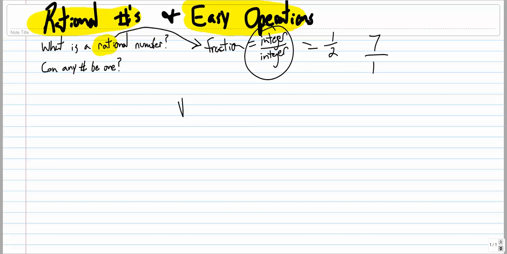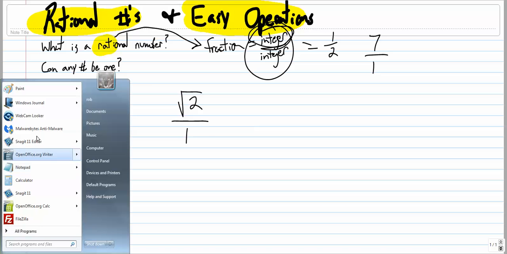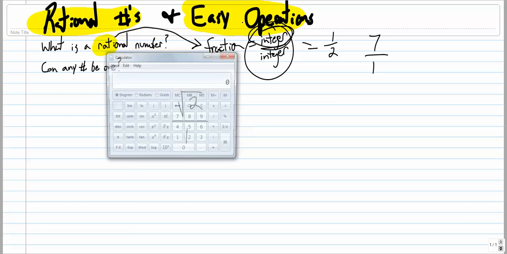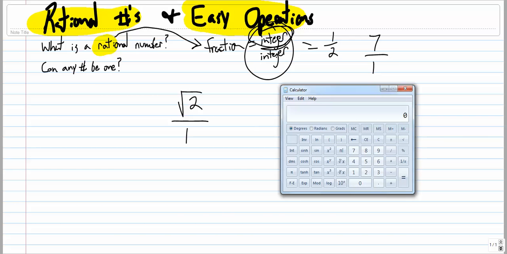For example, how about the square root of 2? You could just try this trick right here, this 7 over 1 trick, and you could say, okay, well, square root of 2 over 1, there you go, it's a fraction, therefore it's a rational number. Well, while it is a fraction, it is not rational because the square root of 2 is not an integer. You could play around with your calculator all day long and put numbers into it, and you would never get one number divided by another number that would give you the square root of 2.